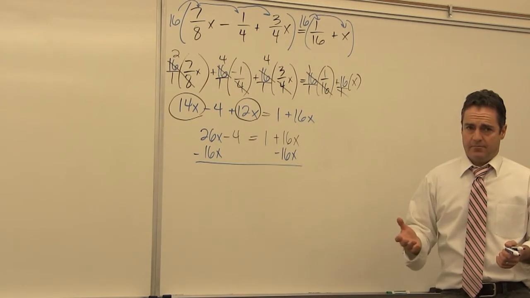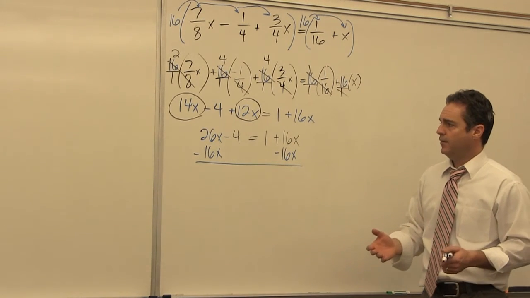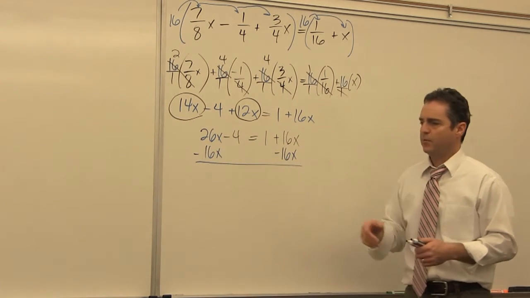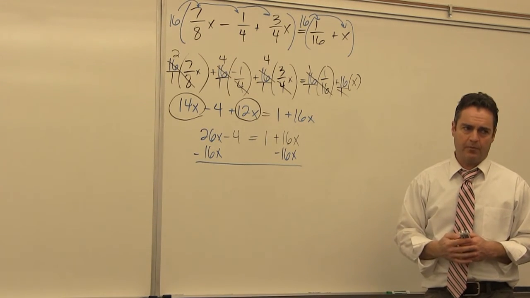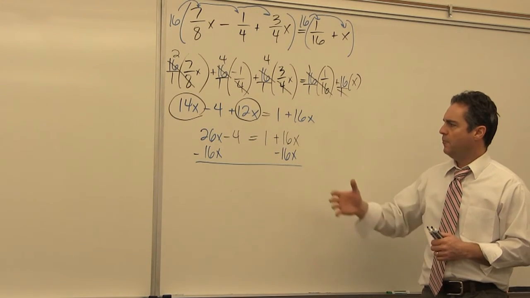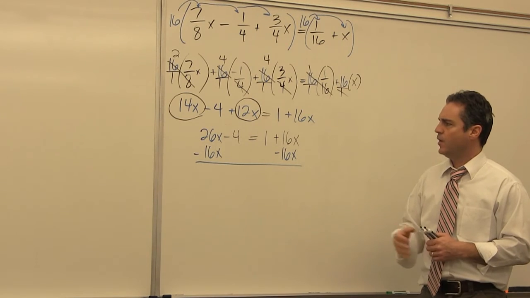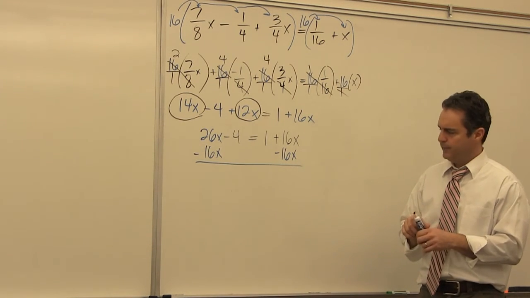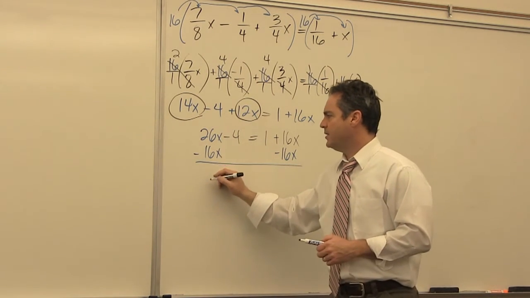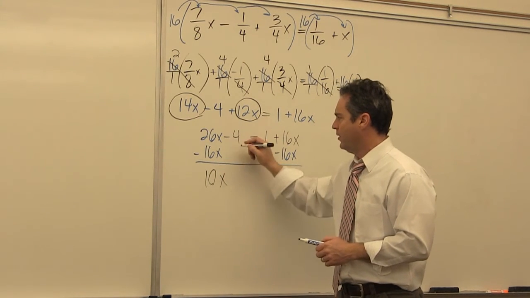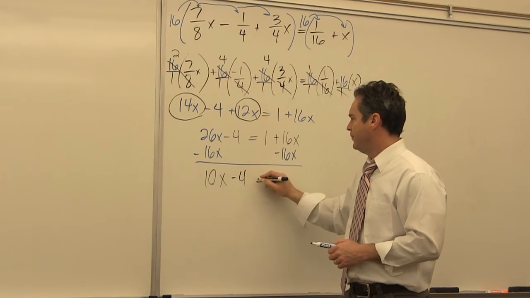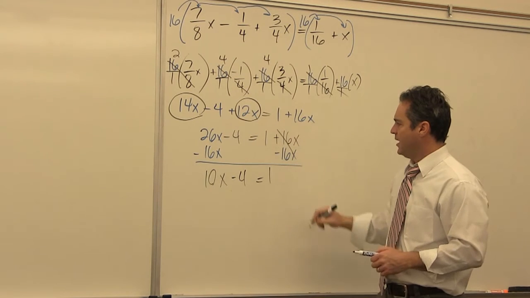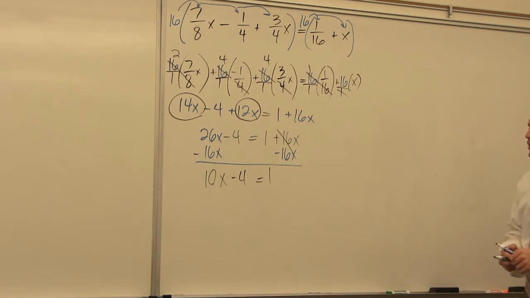What else could we have done? Could we have subtracted 26x from each side? We talked about that in a previous problem. We could have. Okay. The choice to subtract 16x will help keep this positive. 26x minus 16x is 10x. Minus 4 comes down. The 1 comes down. These cancel. So now we have 10x minus 4 equals positive 1.